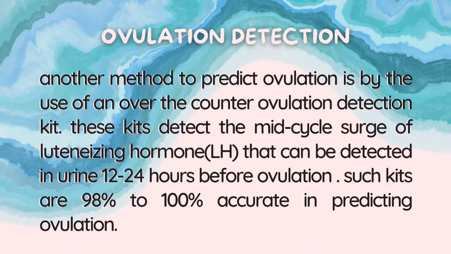Ovulation detection is another method to predict ovulation. It detects the mid-cycle surge of luteinizing hormone, which can be detected in urine 12 to 24 hours before ovulation.